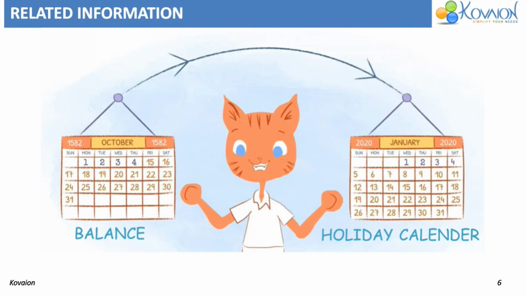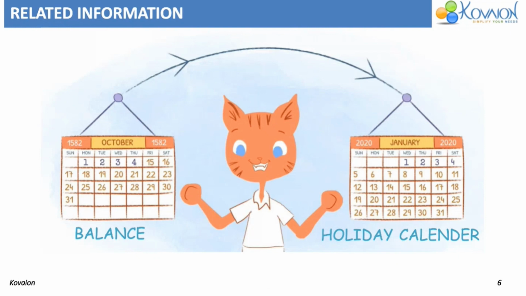Related information. Here we have mainly two options: balance and holiday calendar. In balance, the employee is able to view the balance of his absence, which means the employee is able to view the balance of his leave request. And it will also make it easy for the employee to plan according to his leave balance.